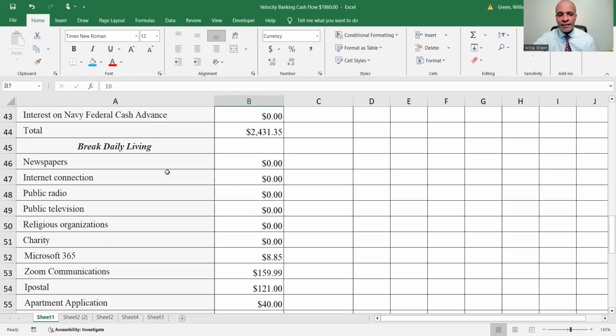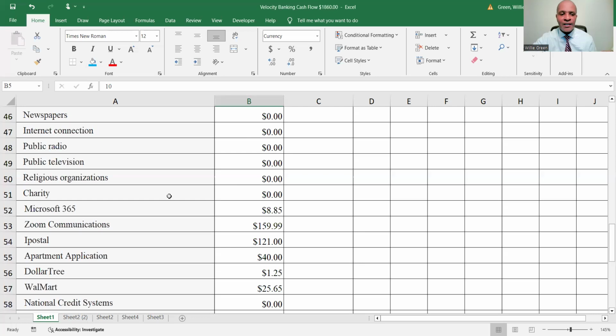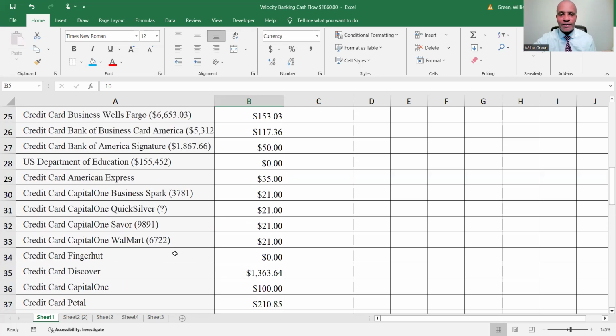And then there's a daily living section, which includes newspaper, internet connection, some of these other things, Zoom communication, postal service. So the four major areas I have are the income section, also the daily living section, monthly expenses that really go into the credit report, and housing, the utilities, water, light, gas, and things of that nature. So just wanted to do a refresher on the general budget items.